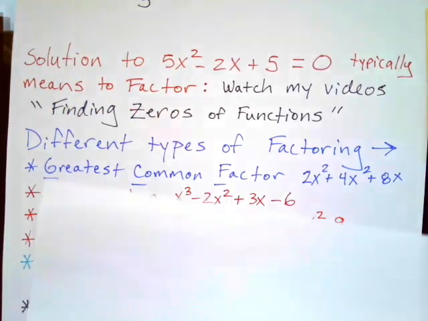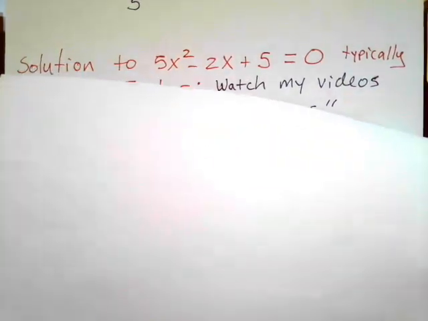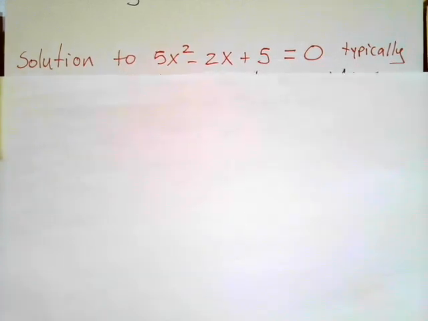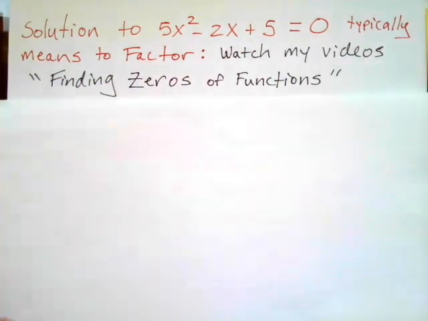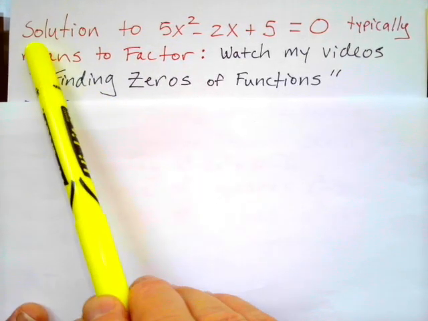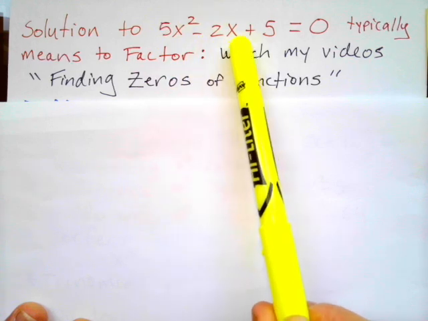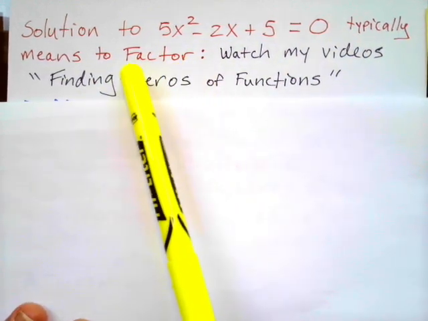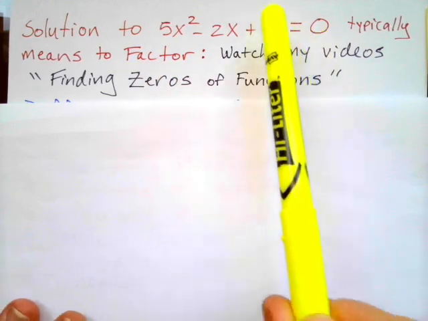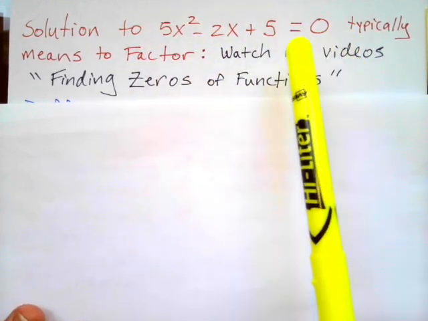All right, so let's see here. Let's take a look. Typically a solution to 5x squared minus 2x plus 5 equals 0, this means to factor, right? They want you to factor. They want you to find what are all the zeros of the function, right?